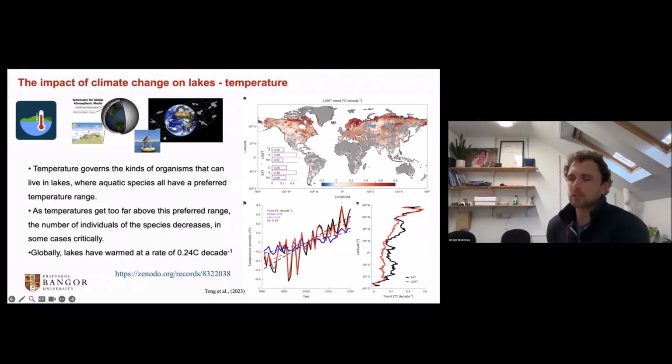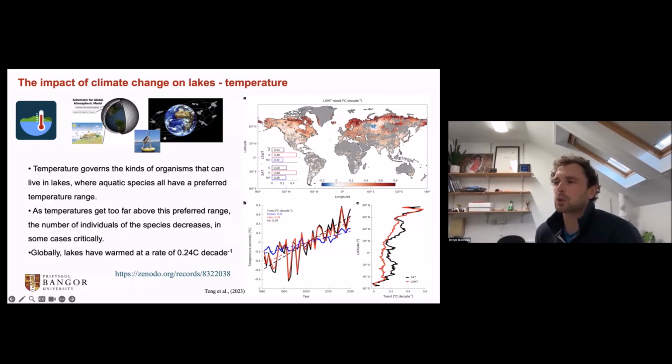Temperature obviously governs the kinds of organisms that can live in lakes, where aquatic species all have preferred temperature ranges. So as the thermal environment, the surface temperature of lakes, changes, the species that can live in those lakes also change. Specifically, as temperatures go too far above a preferred range for a species, the number of individuals of that species can decrease, in some cases critically.